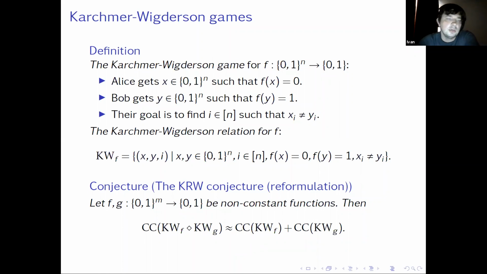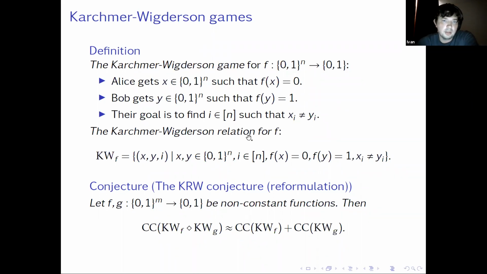games. So what is a Karchmer-Wigderson game? You have a function f from n bits to 1 bit, and we have two players. One is given x such that f of x is 0, and the other player, Bob, is given y such that f of y is 1. What they need to do is find an index such that the inputs are different in that index, right? So x_i is different from y_i. And of course, this index should exist, because otherwise x would be equal to y and f of x would be equal to f of y, and we know that's not true.